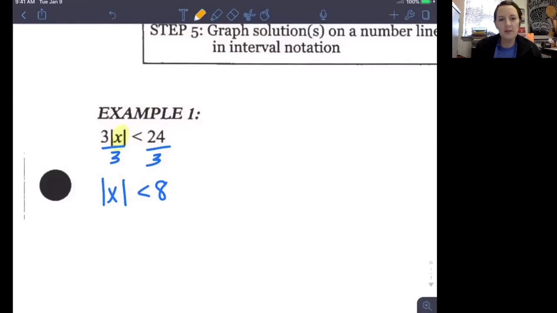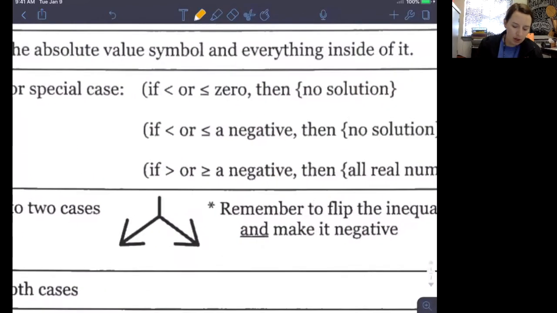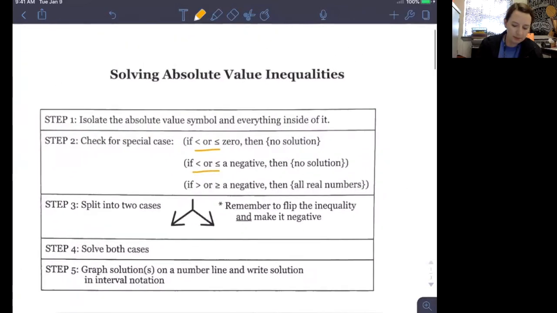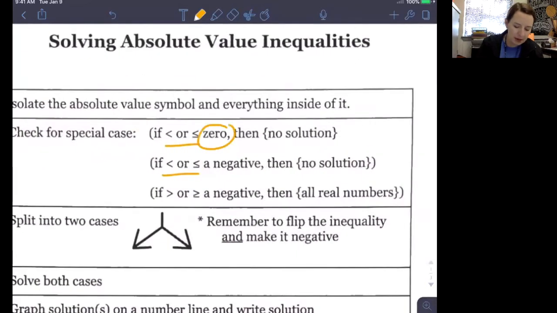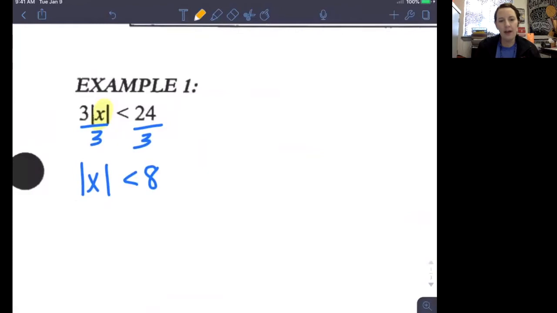Now that we have our absolute value isolated, we need to check for our special cases. For inequalities, if we have a less than symbol, which we do, we want to see if it's less than 0 or less than a negative. And we don't have either of those. We have absolute value of x is less than positive 8. So since we don't have any special cases, we're going to continue moving on.